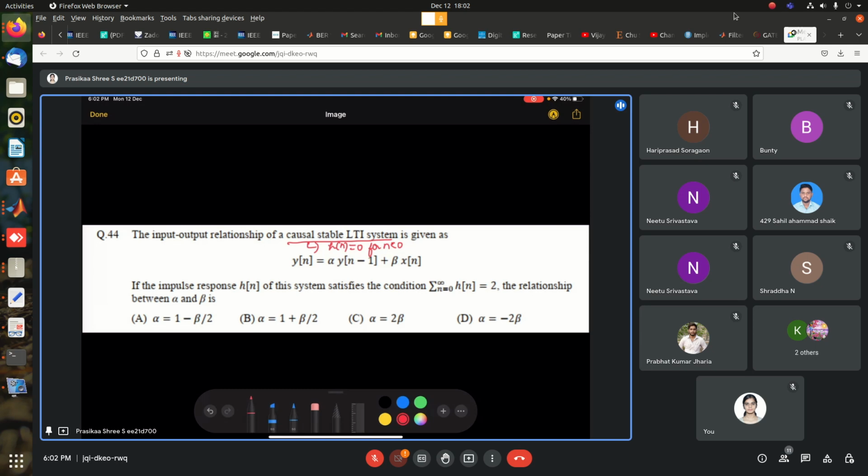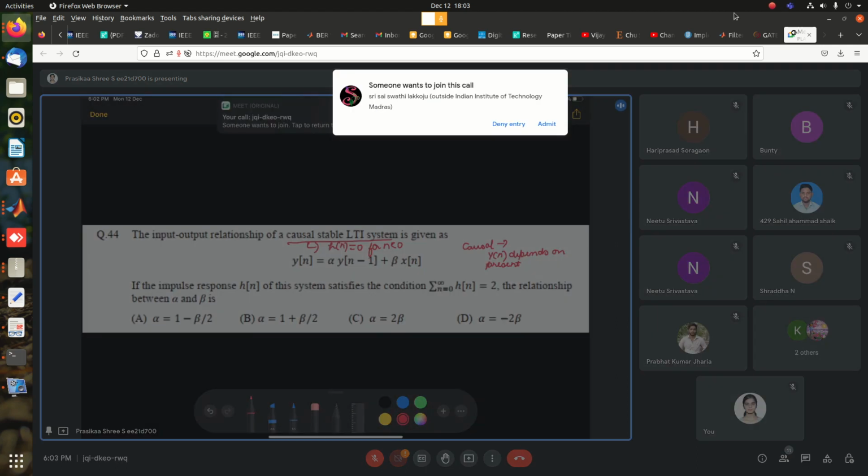No, sorry. Causal means y of n depends on present and past input samples. If y of n depends on present and future input samples, that means non-causal, right? Present and past input samples, that's what causal system means.